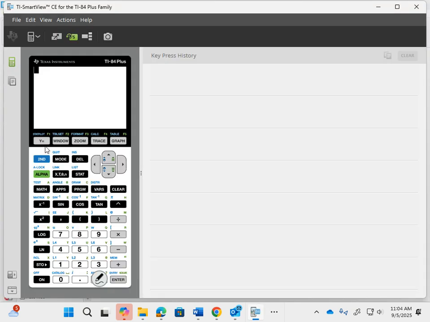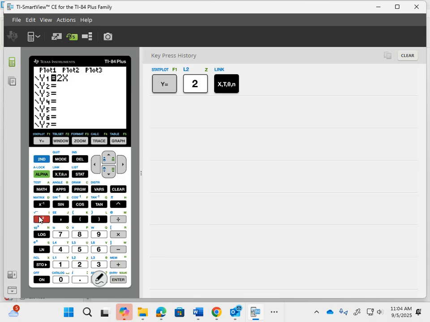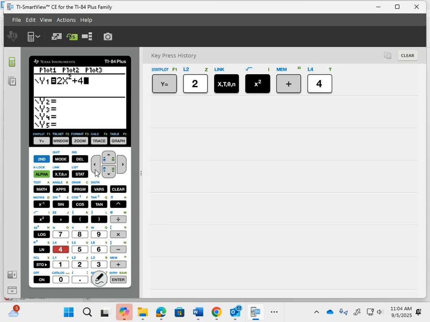So what you're going to do is hit the y equals, and type in 2x squared minus 4x.